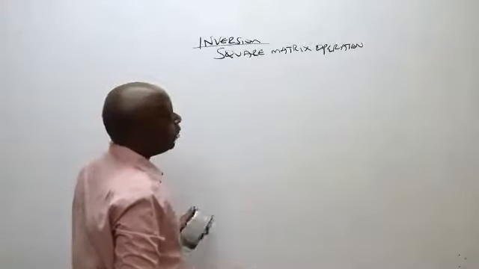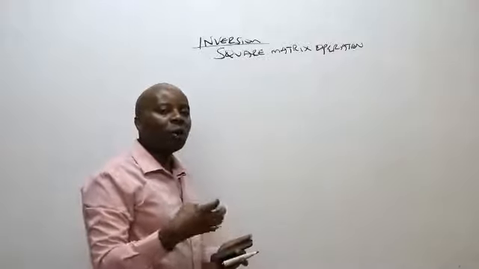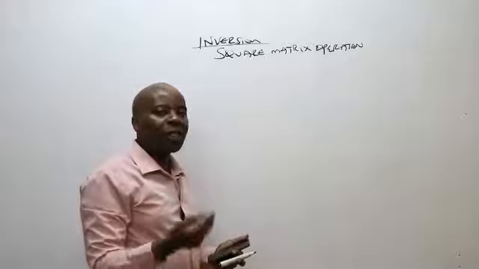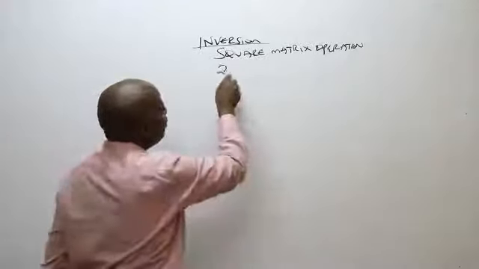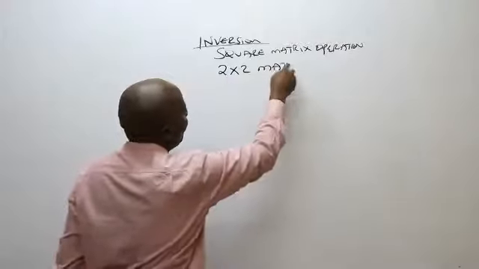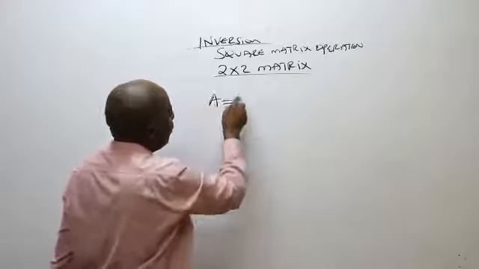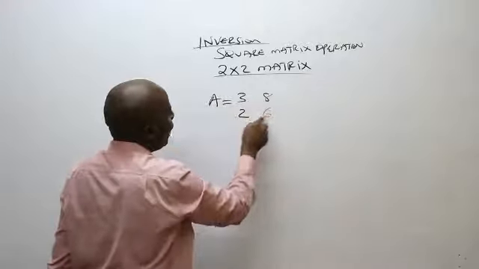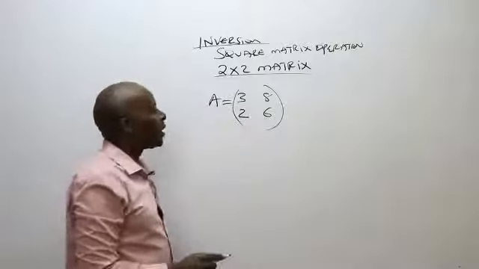So square matrices, if you look at your syllabus very well, we are only required to know how to inverse 2 by 2 matrices and 3 by 3 matrices. So for the square matrix operation, we start with the 2 by 2 matrix. If we are given here A equals 3, 8, 2, 6, like that.